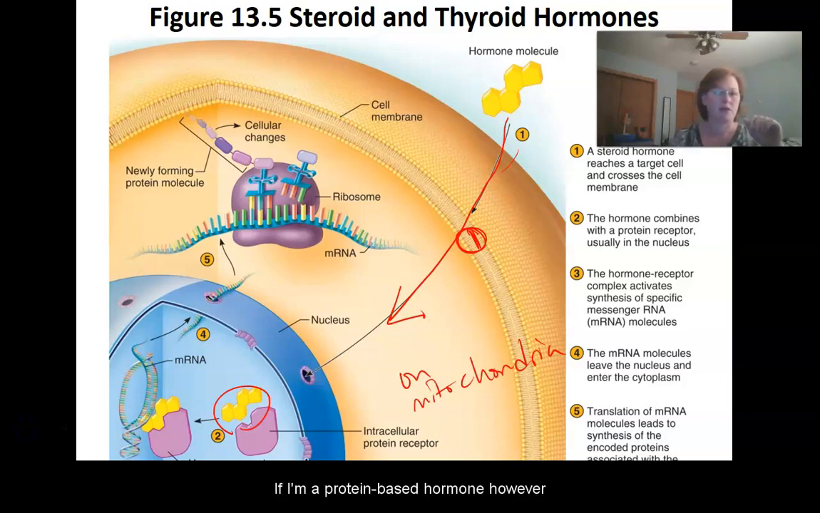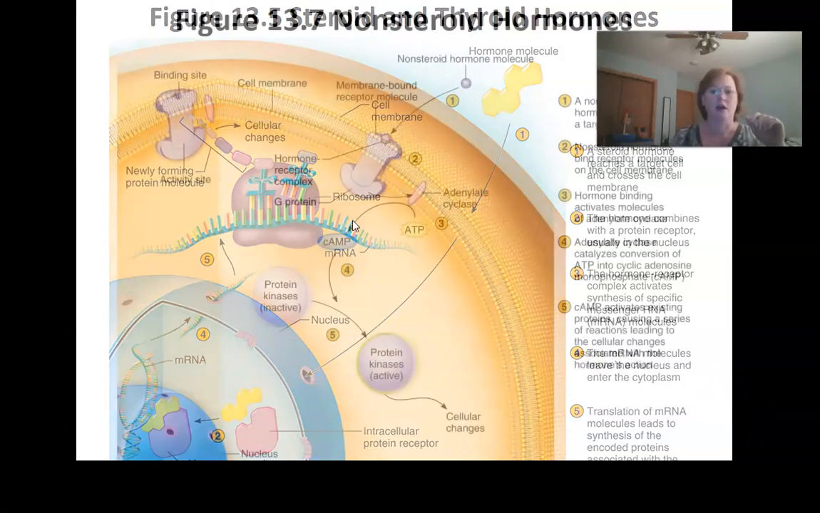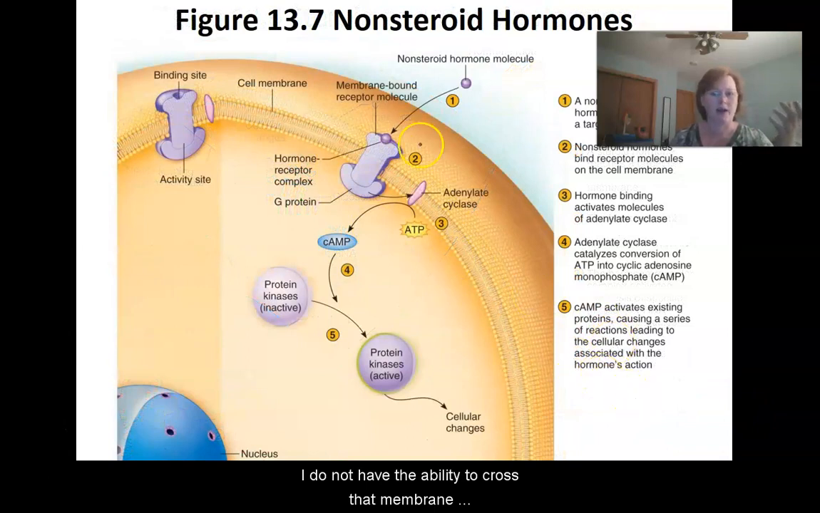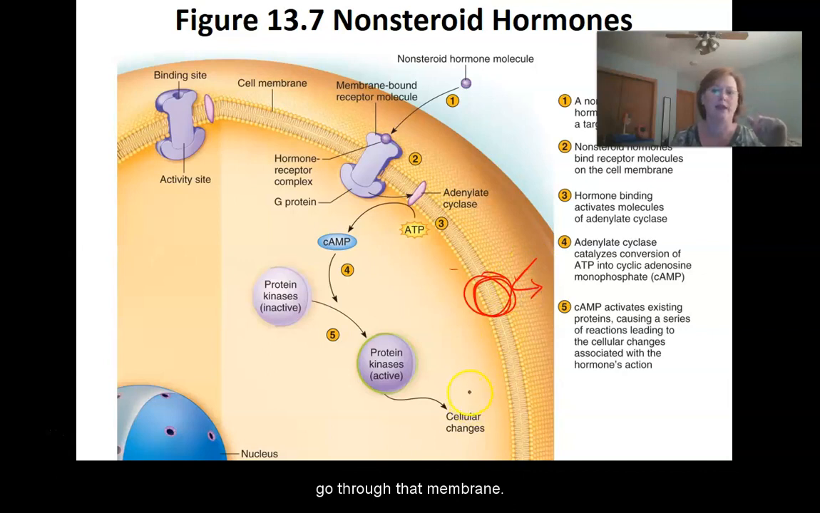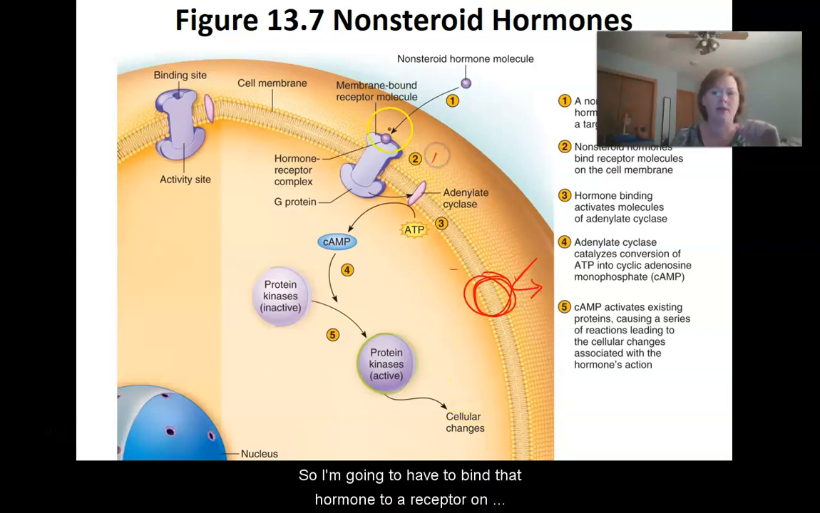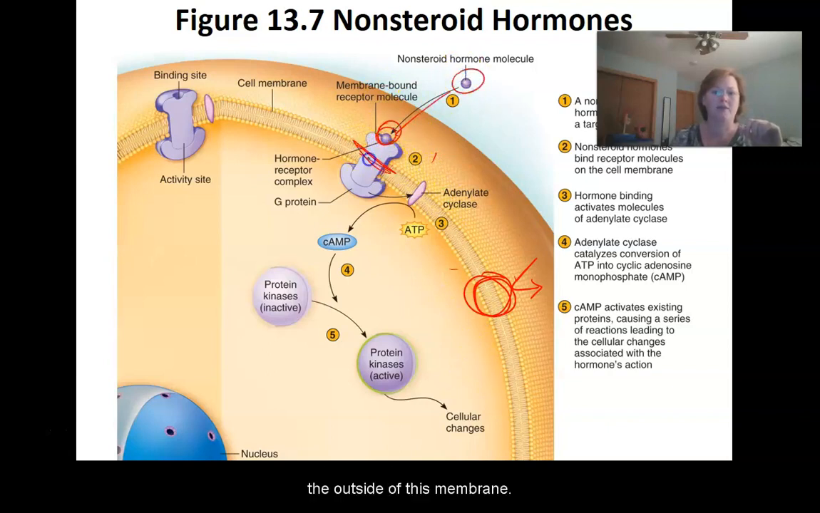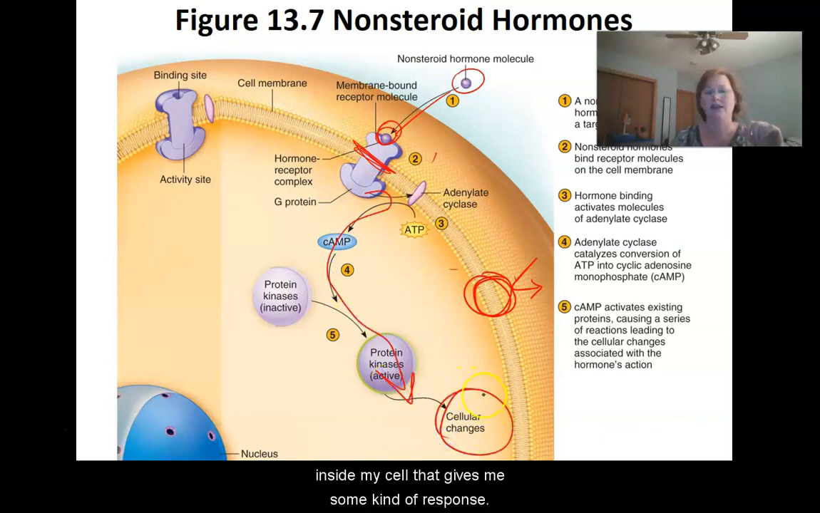If I'm a protein-based hormone, however, I do not have the ability to cross that membrane because, again, this is a phospholipid layer, so proteins are water-soluble and will not want to go through that membrane. So I'm going to have to bind that hormone to a receptor on the outside of this membrane. That's going to cause this protein to change shape and trigger this chain reaction of events inside my cell that gives me some kind of response.